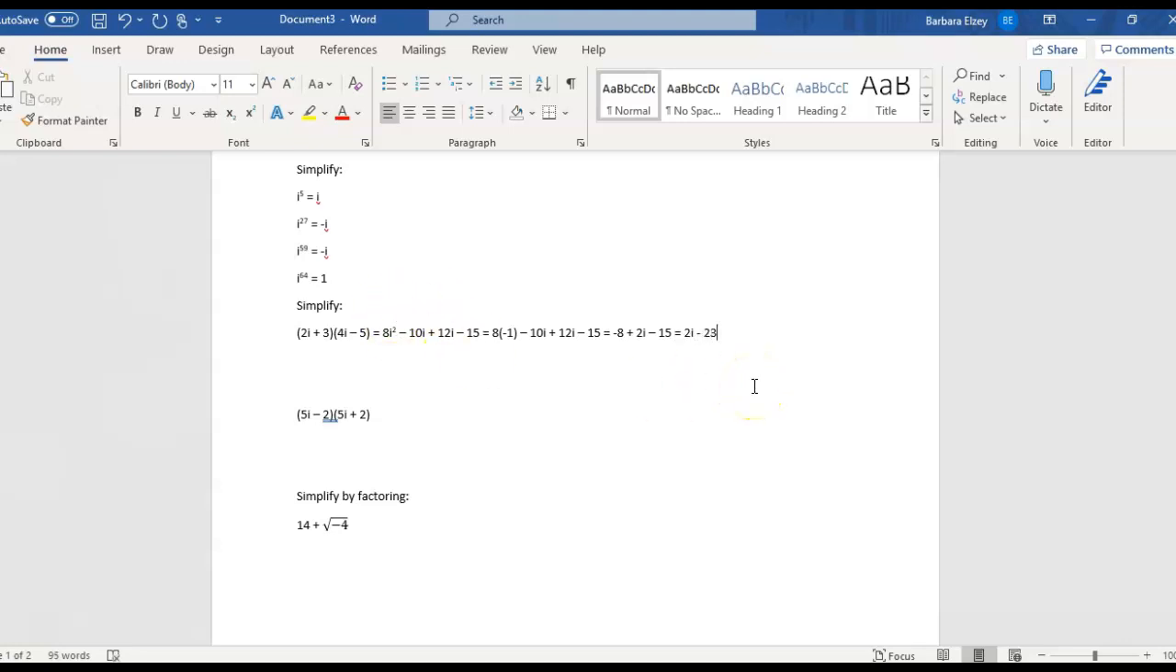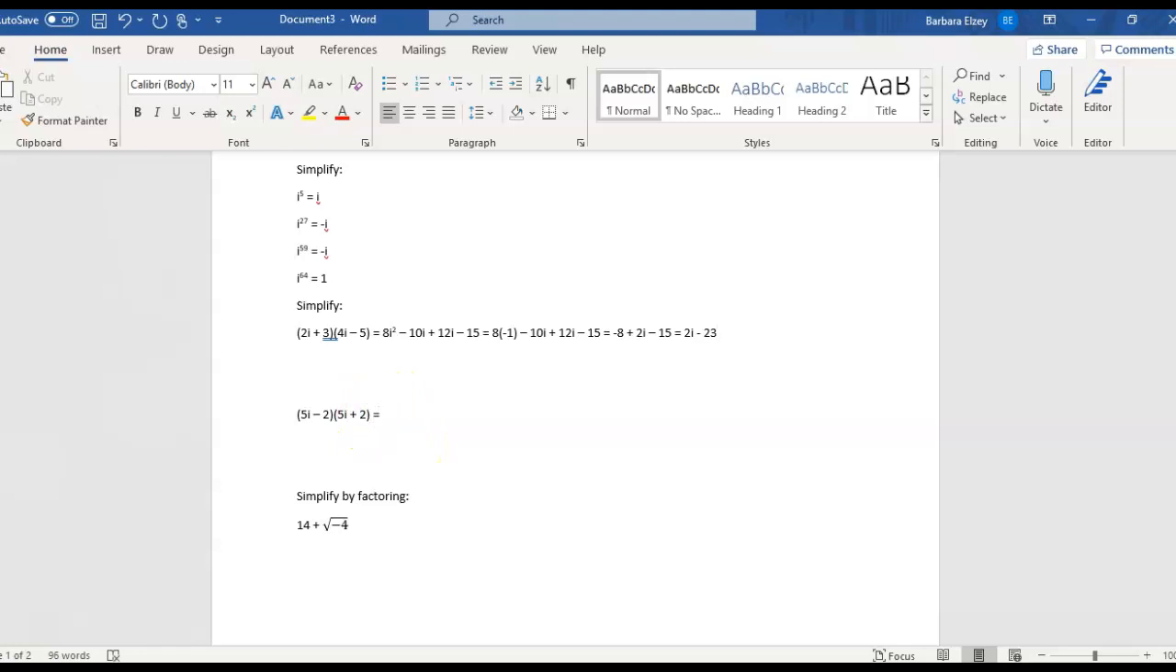Now, most complex numbers are going to be in this form where you have what we call our imaginary part that contains the i, and then a real number part out to the side. All right, so let's take a look at the next one. Again, let's FOIL it out.